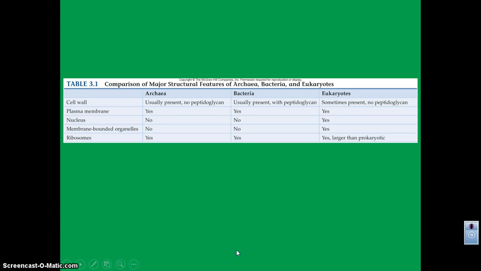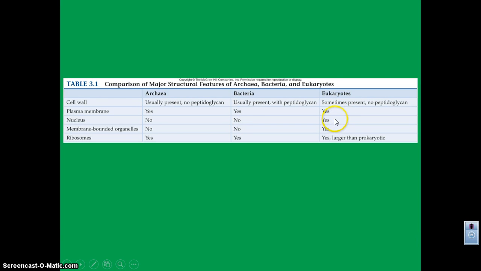And on this last slide, this shows us the bacteria, the archaea, and the eukaryotes. So if we look at what they have, a cell wall: we usually have a cell wall, and there's no peptidoglycan in the archaea. Regular bacteria usually have peptidoglycan and have a cell wall. Eukaryotes sometimes have a cell wall, like plant cells. Animal cells do not, but we do not have peptidoglycan in those eukaryotic cells. Notice that all three main types have cell membranes.